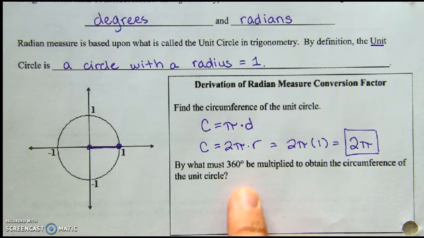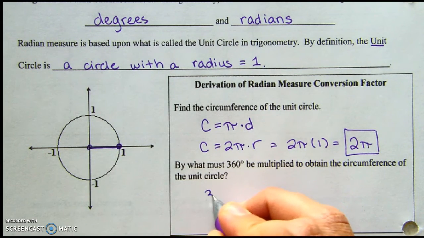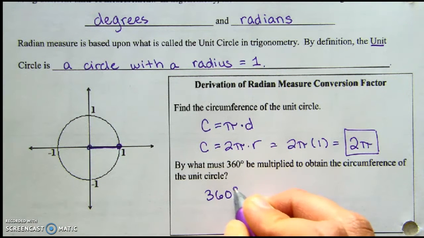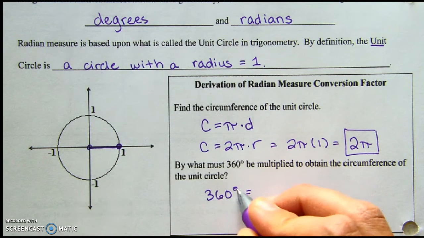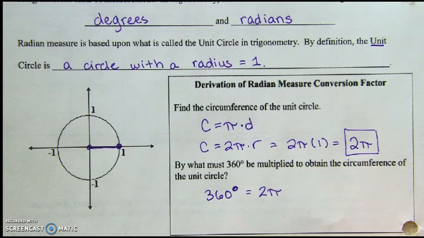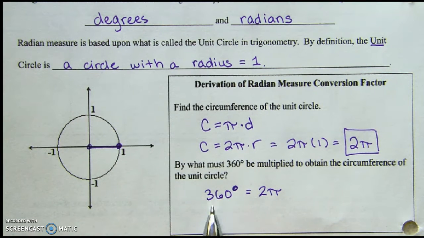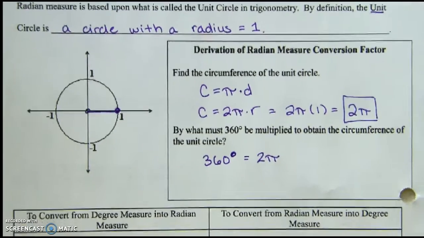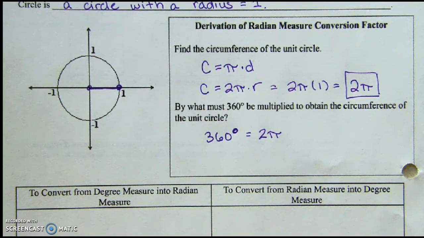So what this means is 360 degrees in degree measure is equal to 2 pi in radian measure. Just like miles and feet. Do you guys know how many feet are in 1 mile? 5,000 something. I don't know it by heart. How many degrees are there in 2 pi? 360.